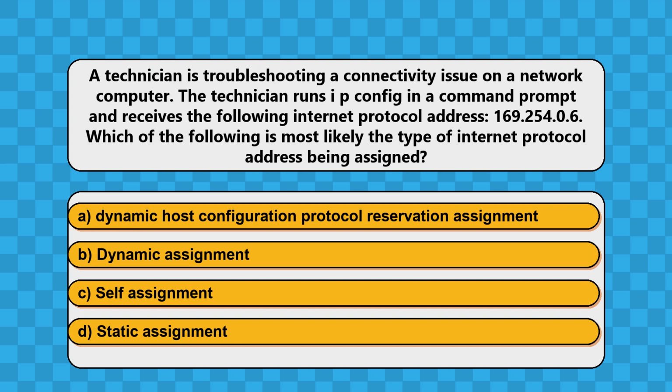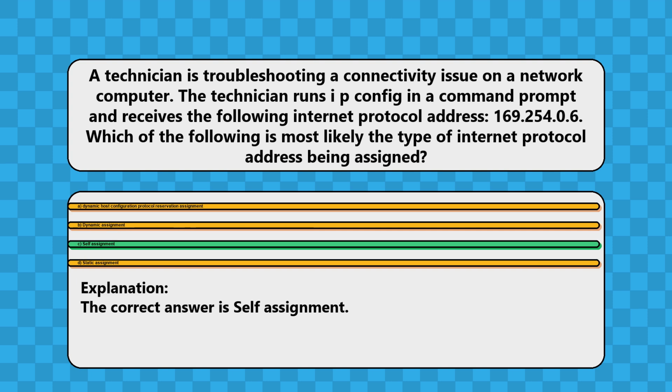Question 60. A technician is troubleshooting a connectivity issue on a network computer. The technician runs ipconfig in a command prompt and receives the following Internet Protocol address, 169.254.0.6. Which of the following is most likely the type of Internet Protocol address being assigned? Option A, Dynamic Host Configuration Protocol Reservation Assignment. Option B, Dynamic Assignment. Option C, Self-Assignment. Option D, Static Assignment. The correct answer is option C, self-assignment.